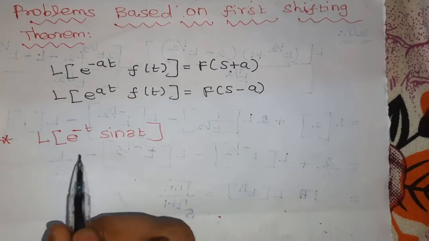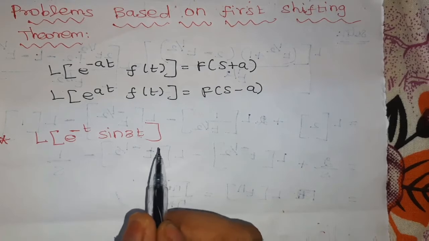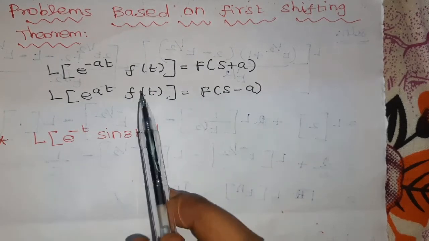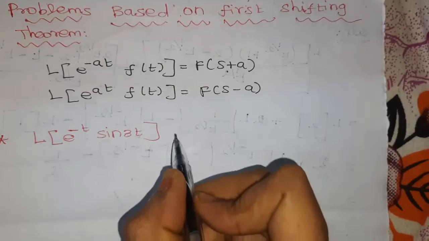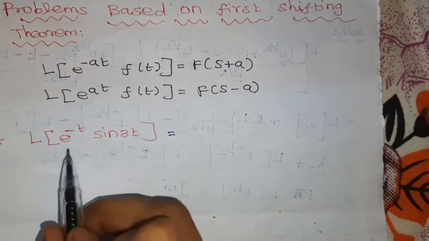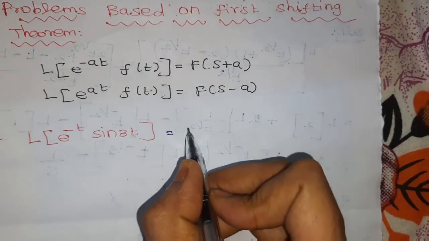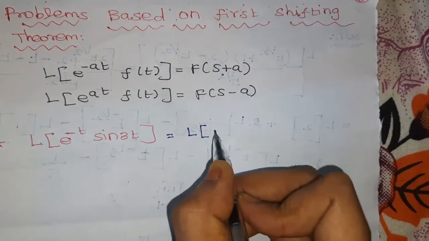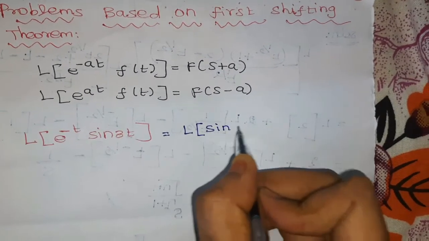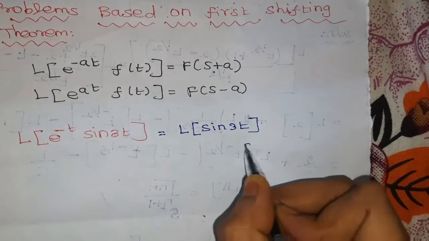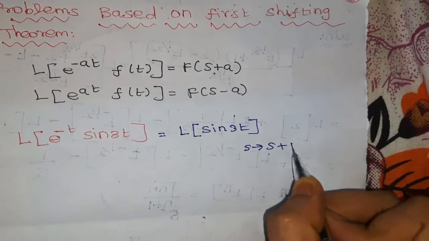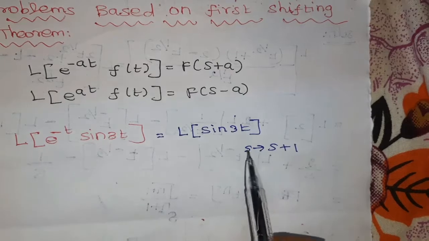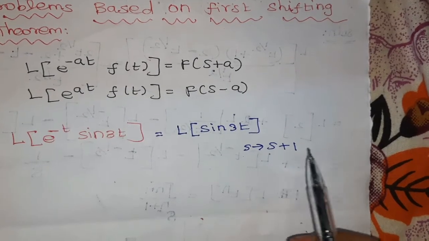Laplace transform of e power minus t sin 3t. This is related to the first shifting theorem. Let's see how to solve this problem. We know that Laplace transform of e power minus t times sin 3t can be written as Laplace transform of sin 3t at s is equal to s plus 1. Here the constant a is 1, so replace s with s plus 1.